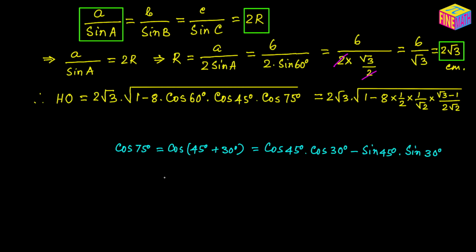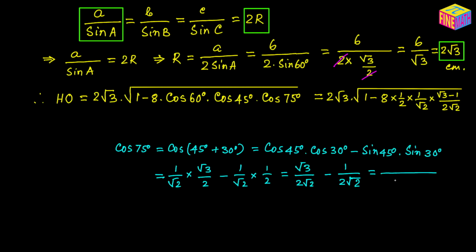And now if you plug in the values here, then cosine of 75 degree is going to look like cosine of 45 degree is actually 1 over square root of 2 times cosine of 30 degree is actually square root of 3 over 2 minus sine of 45 degree, that is 1 over square root of 2 times sine of 30 degree is actually 1/2. So this is essentially square root of 3 over 2 times square root of 2 minus 1 over 2 times square root of 2, and if you combine them, this will be 2 times square root of 2 in the denominator, that will be the LCM there, and then in the numerator we will have square root of 3 minus 1, and that's exactly what I have written there, that cosine of 75 degree is nothing but square root of 3 minus 1 over 2 times square root of 2.